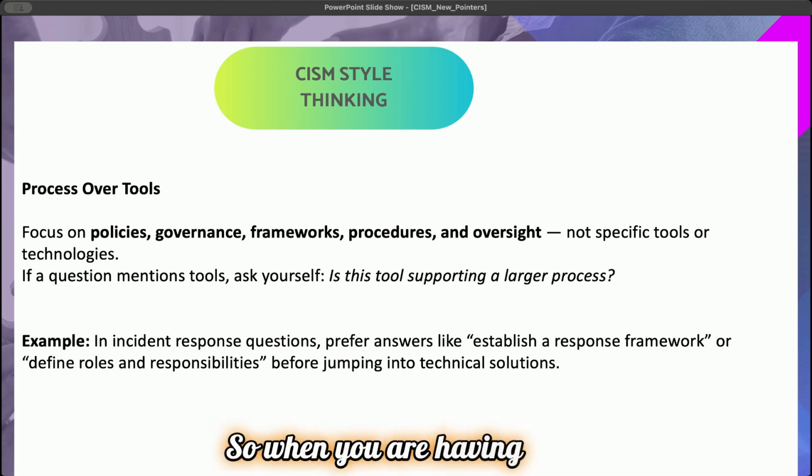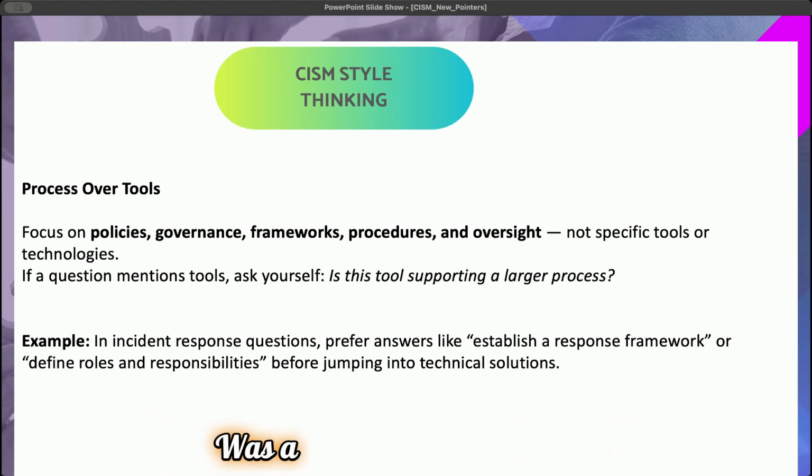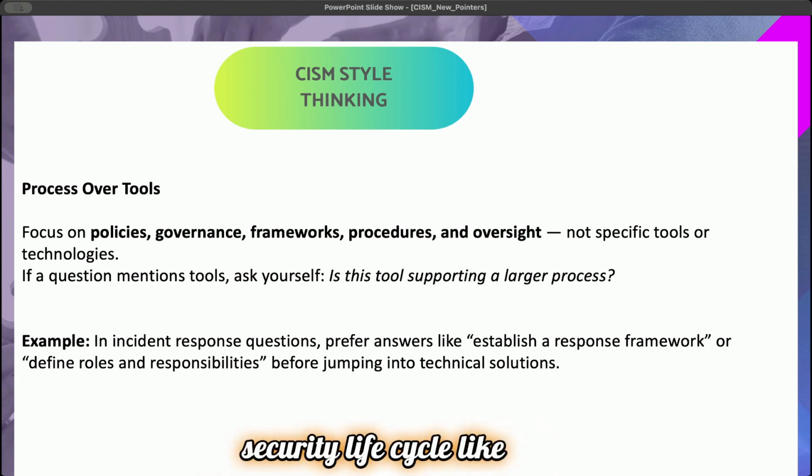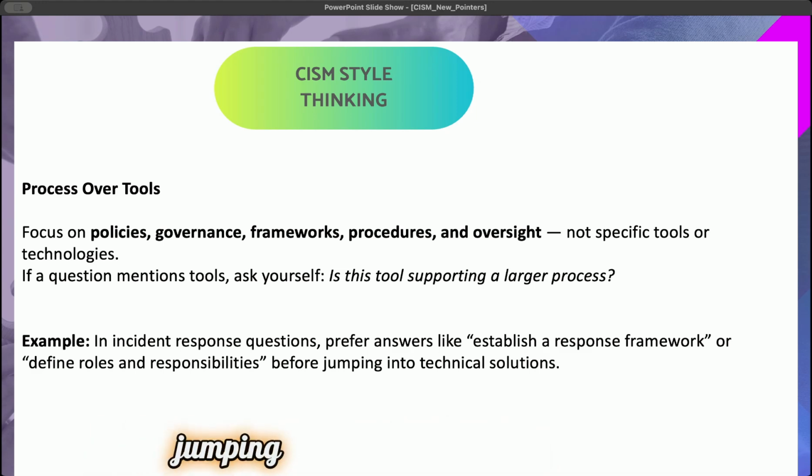So when you are making a decision with a tool mention, think about questions like: is the tool aligned with a documented policy or a control objective? Was a risk or compliance need identified first? Does the organization have the process maturity to operate the tool effectively? And is the tool integrated into the broader security life cycle, like monitoring, reporting, improving? A CISM exam tip: if a tool is mentioned but no risk assessment, governance process, or business alignment is in place, then jumping straight to deployment is not the CISM way.